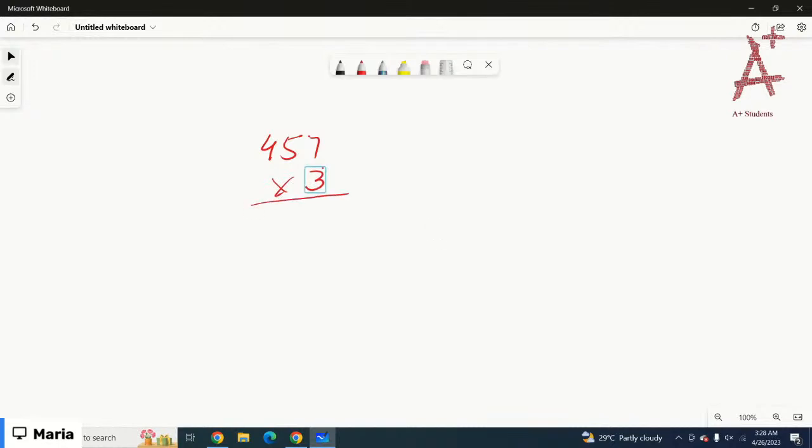So let's just start with 3 times 7. So 3 times 7 is 21. Write 1 over here and carry 2. 3 times 5 is 15 and 2 is 17. Write down 7 here and carry 1. 3 times 4 is 12 and 1 is 13. So it would be $1,371 for the 3 swings. Got it?